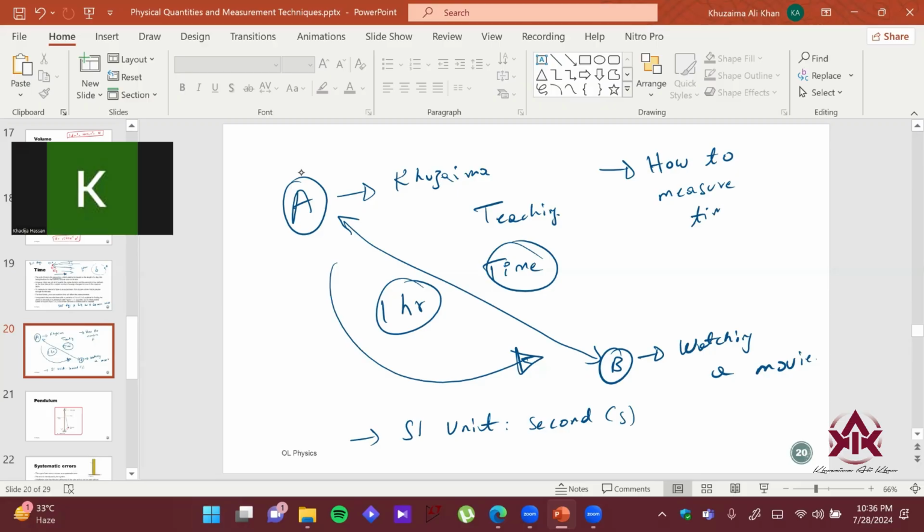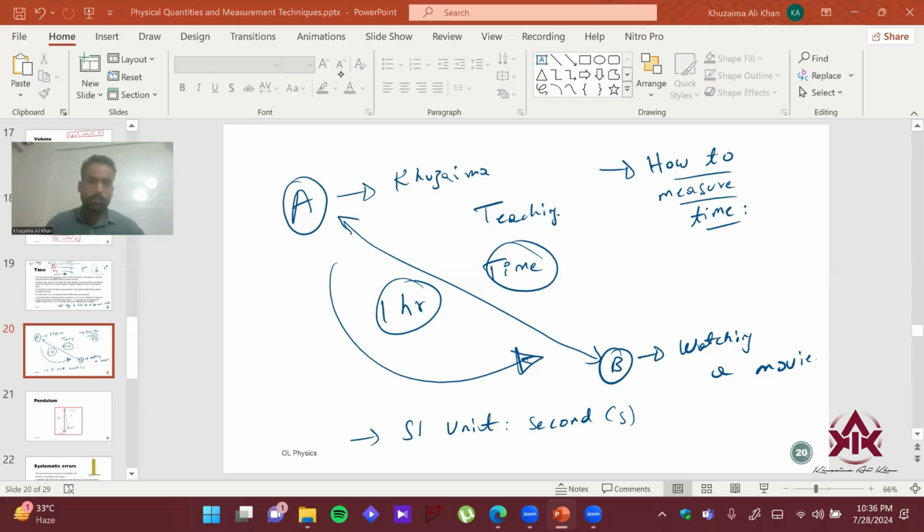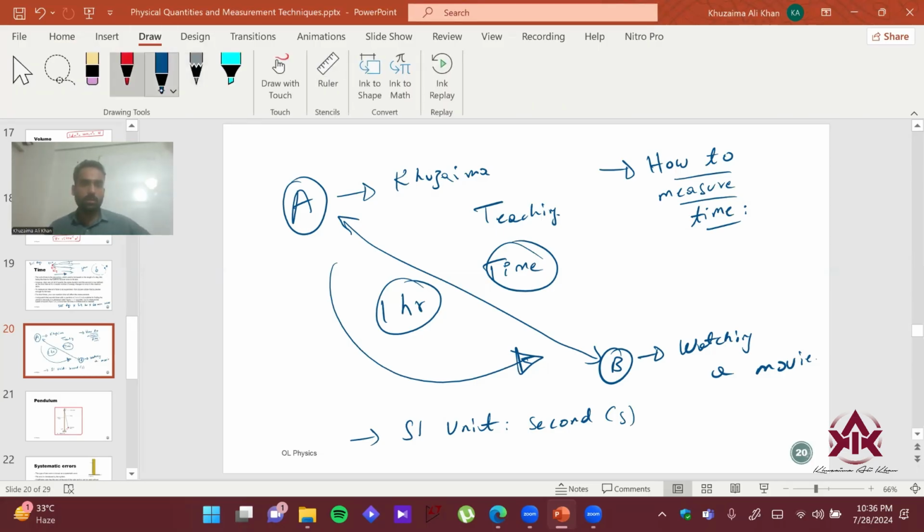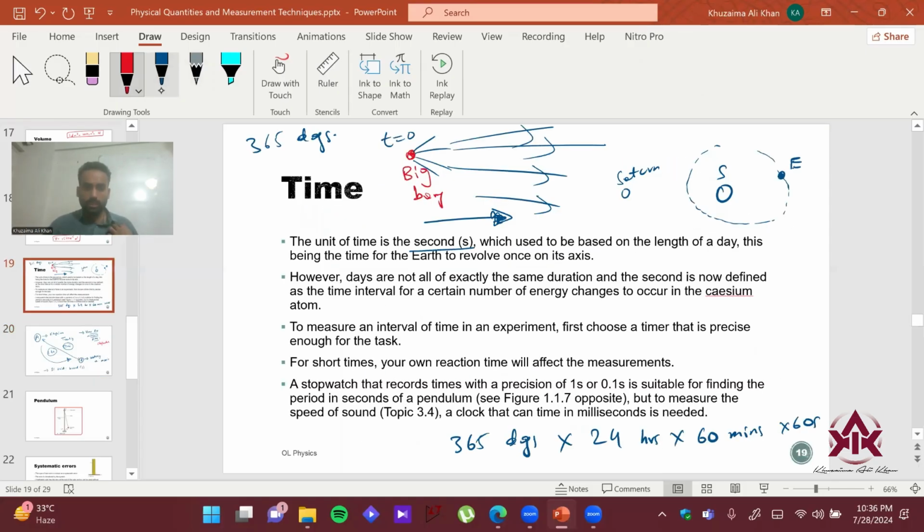We measure time by using clocks, pendulums, and stopwatches. So we use basically stopwatches, pendulum clocks, or quartz crystal clocks. Measure time over here. So a stopwatch has an accuracy, basically a precision, of 1 second or 0.1 second.